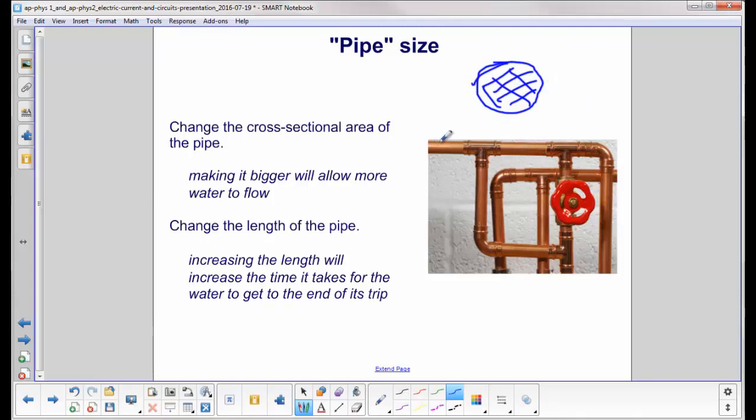Also, if we make the pipe longer, it will take longer for the water or the charges to get through. So if we go back to the electrical circuit, the same amount of charge takes a longer amount of time to get there, and the current is decreasing.